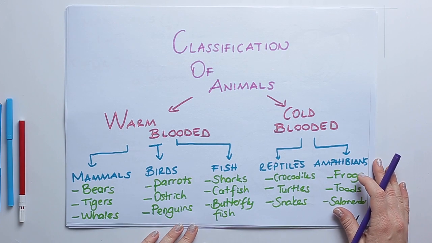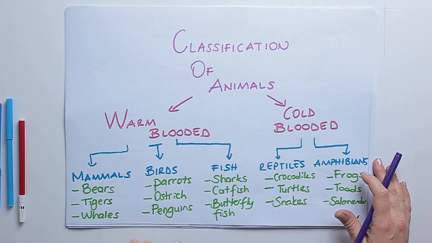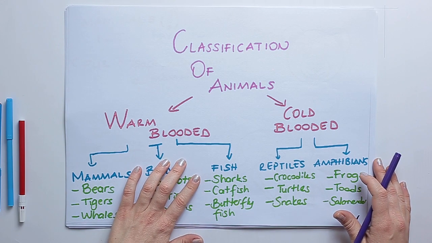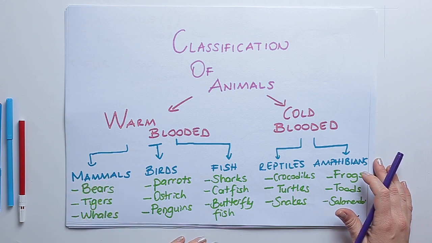We can divide warm-blooded animals into three sections which are called mammals, birds, and fish. If you want to exemplify these, bears, tigers, and whales are called mammals. Parrots, ostrich, penguins are called birds. Sharks, catfish, and butterfly fish are some kinds of fish that we know about.